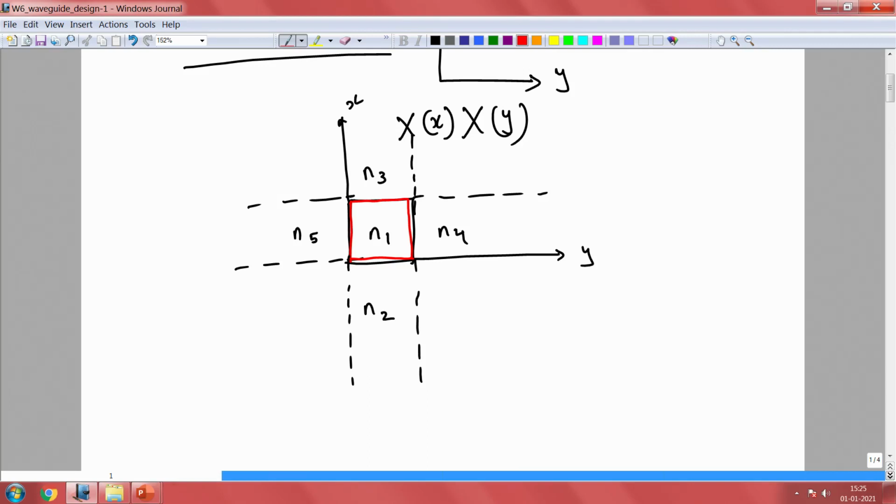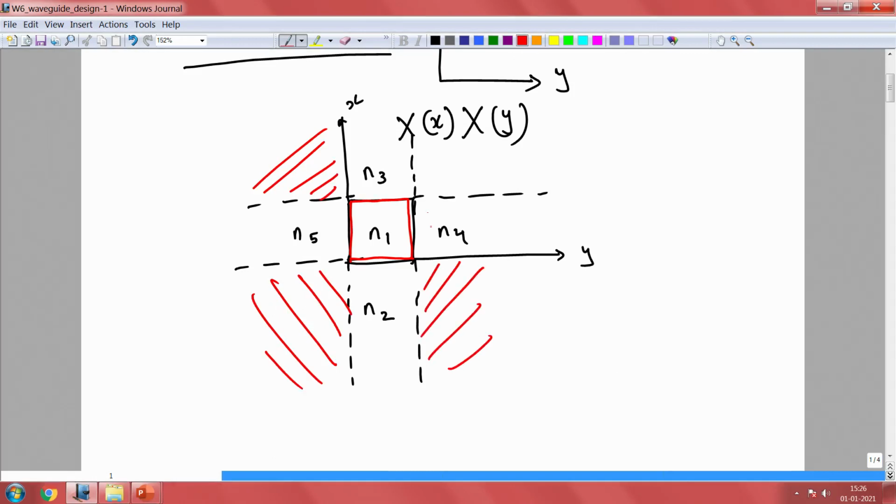The problem here is, if you look at the regions N1, N2 and N3, these are all reasonably easy to define the boundary condition. It is straightforward, because they resemble the thin planar waveguide geometry. Similarly, N5 and N4 as well. So, their boundary conditions are nicely defined. But how about the corners, these corner regions, this region, this region, this region and this region.